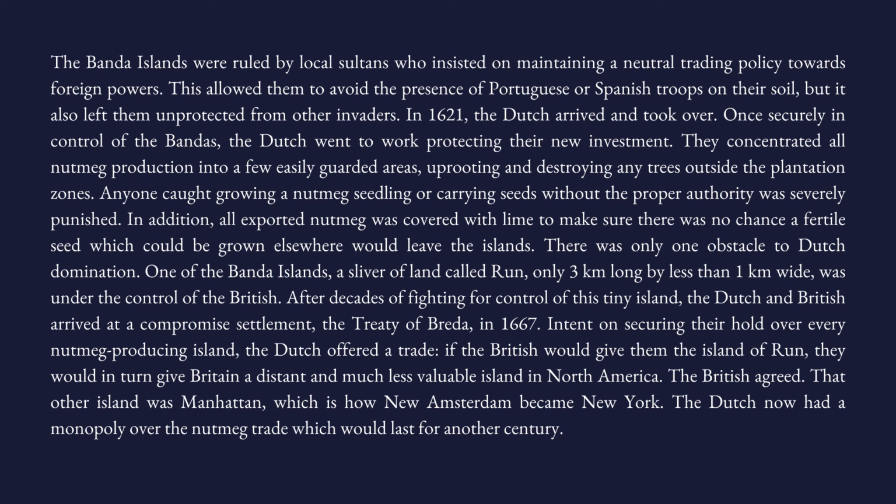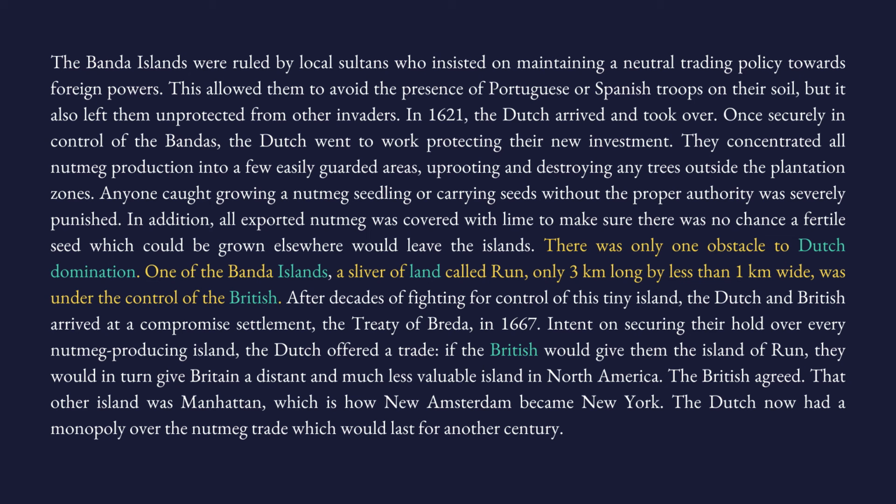So basically, we have Dutch domination, we have island, we have a land here, we have British. So basically, we have the keywords. Let's read the sentences. There was only one obstacle to Dutch domination, which means that the Dutch was going to dominate everything. There was only one problem. Let's see what that problem was.